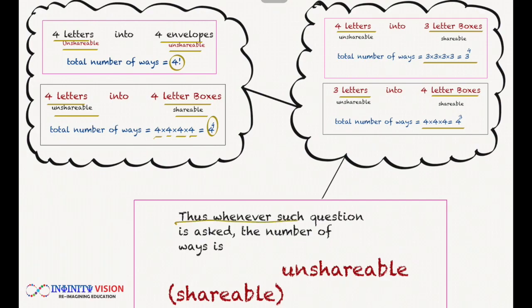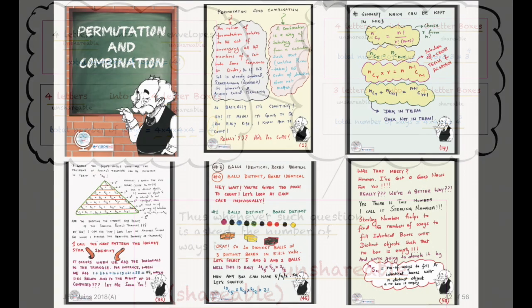Thus, whenever such a question is asked, the number of ways is always going to be shareable to the power unshareable. So in such a question, you just have to focus on which of the two is shareable and which of the two is unshareable. The one which is shareable needs to be kept in the bracket, and the one which is unshareable needs to be kept at the power, because the power of choices lies with the unshareable object, not with the shareable.